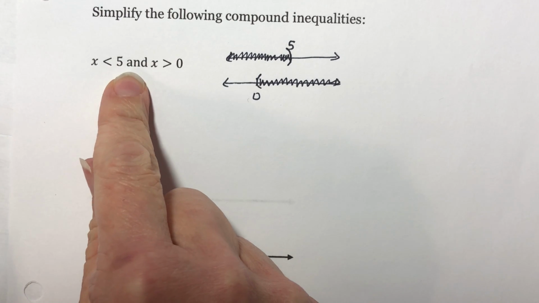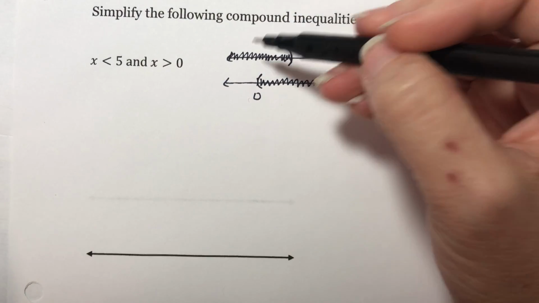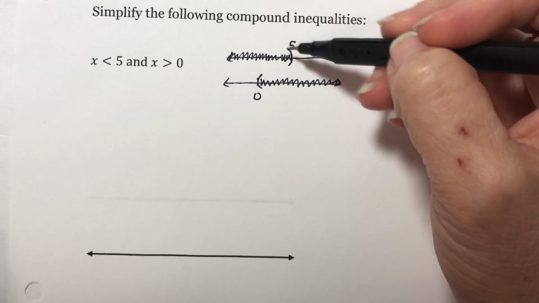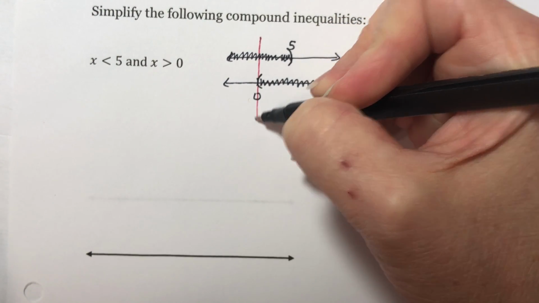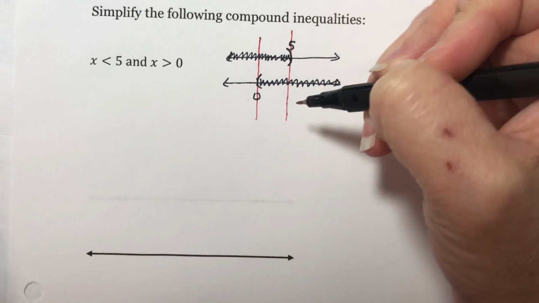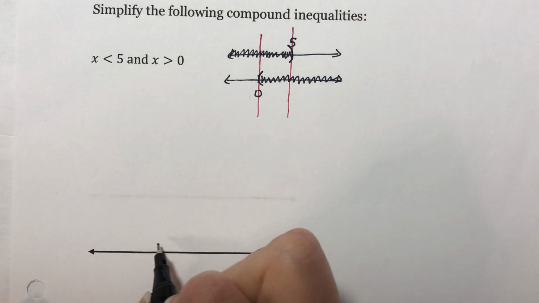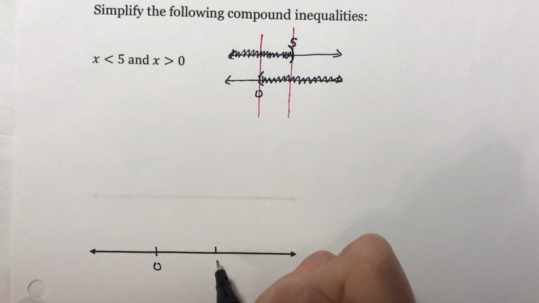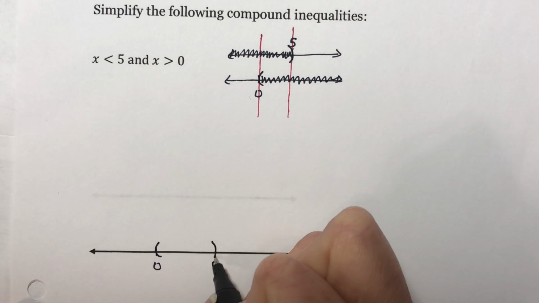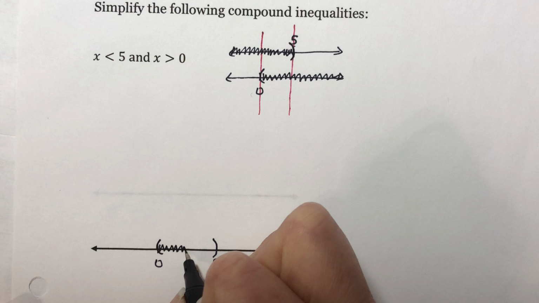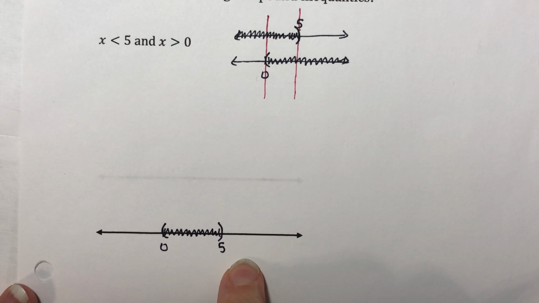This is and, so I'm looking for the overlap. So I'm looking for the numbers that are in both. So we're looking for the stuff that is double shaded. Imagine pushing these together, and where would they overlap? Between these two values, correct? So my answer graph is between 0 and 5. Each of these had parentheses, so I have them here. And my answer is between 0 and 5.